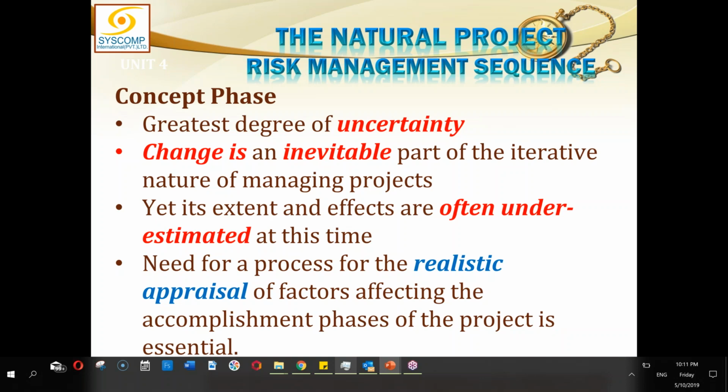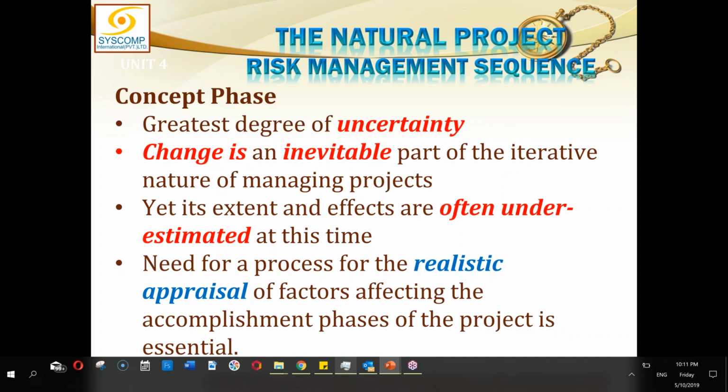Because we do not have all the facts and figures, whatever we try to conceive, just like I was asking you to phrase some of the risks, and you were unable to come up with an appropriate statement of the risk even. That is because in the absence of all the data, you probably cannot pinpoint the exact risk. So they are usually underestimated at that time.